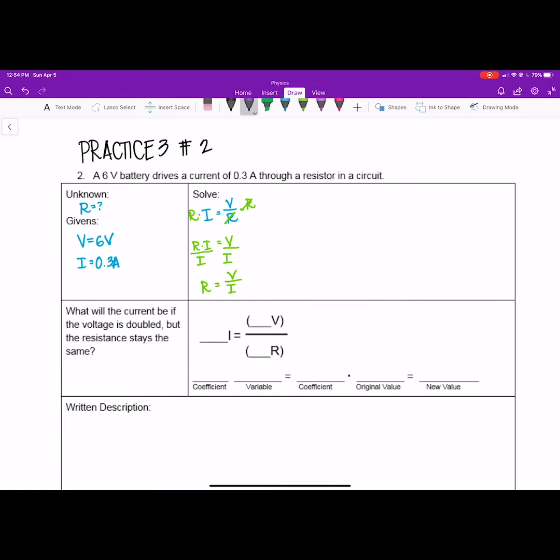So now we're going to take our numbers from our given and unknown, and we're going to use this formula to solve for our resistance. So we have resistance is equal to 6 volts over 0.3 amps. And resistance is equal to 6 divided by 0.3, which is going to give us 20 ohms.